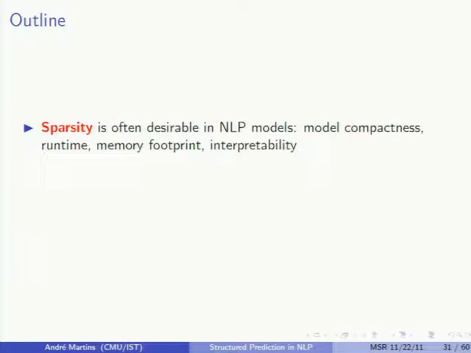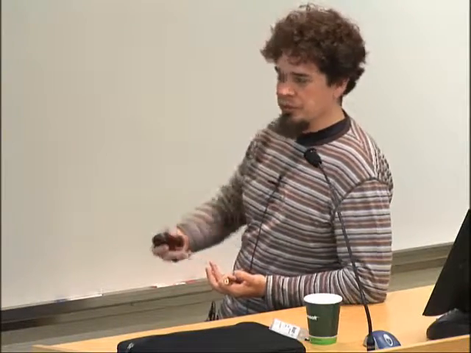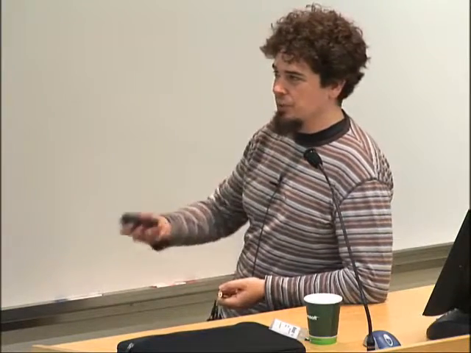The basic idea is that in many cases we care about sparsity in NLP models for several reasons. Because you may want a compact model, or because you care about runtime, and it turns out that sparsity can also affect runtime, and you're going to see this in more detail later. Or because you cannot afford a large memory footprint. Or because you want to interpret the model and understand what is relevant in it.